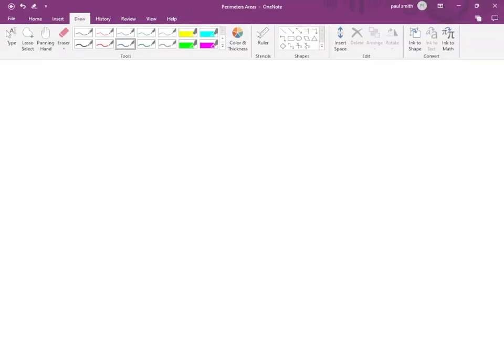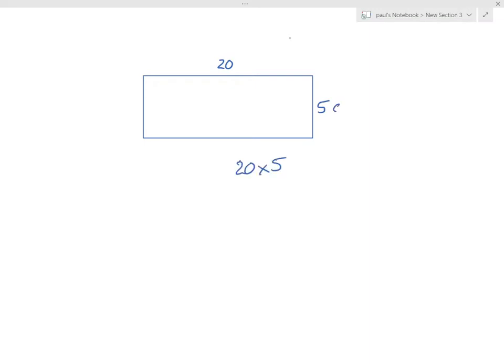And the same goes if we have a rectangle like this, where this is 20 and this might be 5. So 20 times 5 centimeters equals 100 centimeters squared.